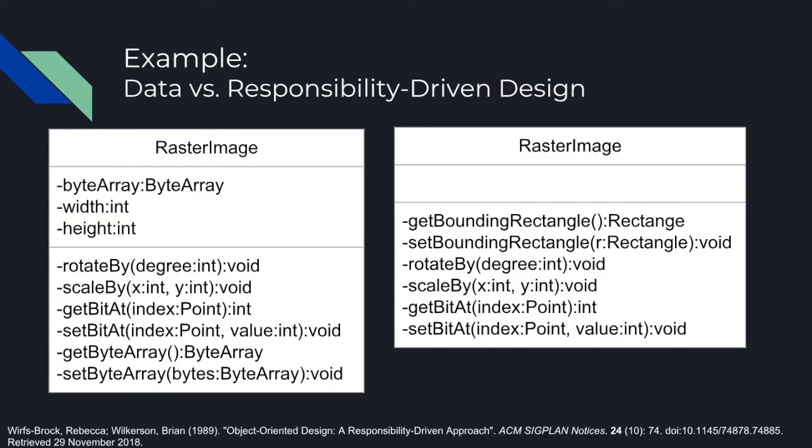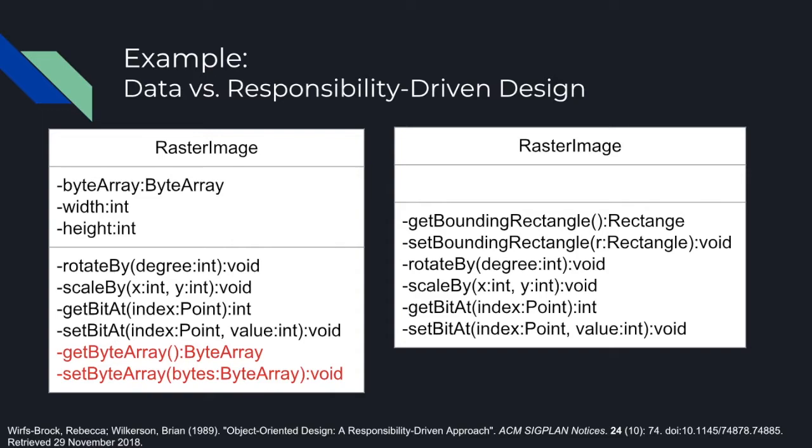Here we see an example from the paper which first introduced responsibility-driven design. On the left, we have a raster image class that might be generated by data-driven design, and on the right, we have a raster image class that would be the result of responsibility-driven design. We can see on the left, the raster image class already has the implementation built into it. We already know that we're saving the image in a byte array with an int for the width and an int for the height, and then we get these two functions at the bottom, get byte array and set byte array, that are defined based on how the class was already implemented.